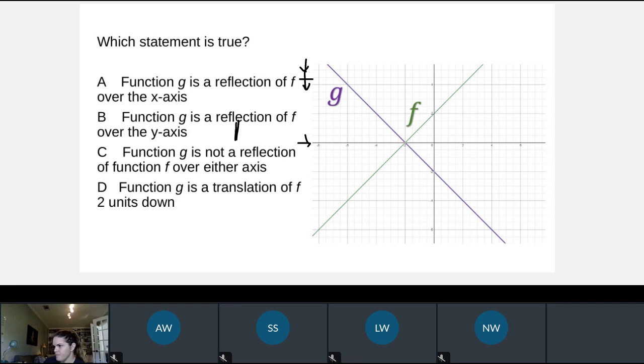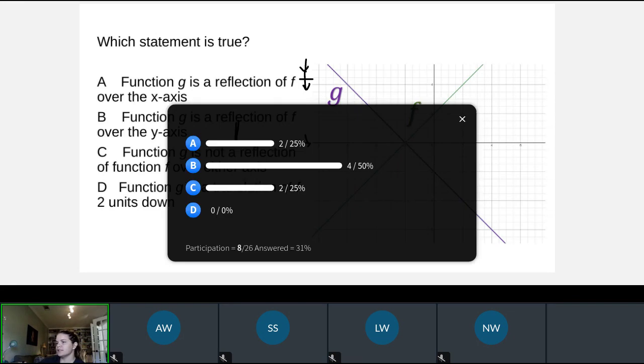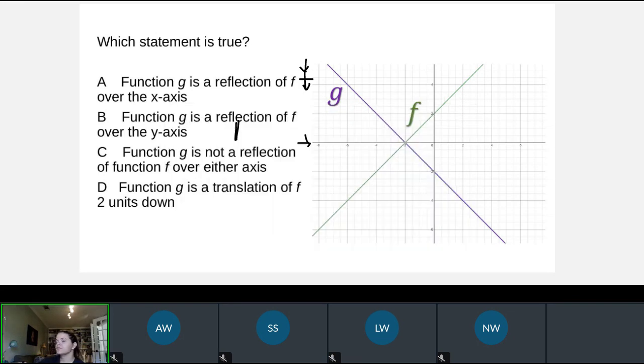Let's go ahead and talk through this. I'm going to start at the bottom here. So letter D says function G, so purple, is a translation of F 2 units down. So that would mean that we would just move it 2 units down, but it would still have the same slope. We know that that is not true because G now has a negative slope. So it cannot be D. C says function is not a reflection over either axis. Okay, well, it's a potential. Let's leave that there, but let's rule out the x and the y axis first.